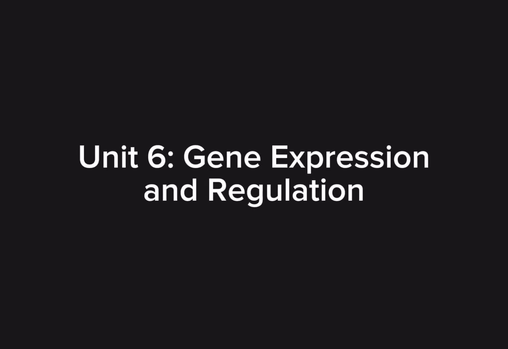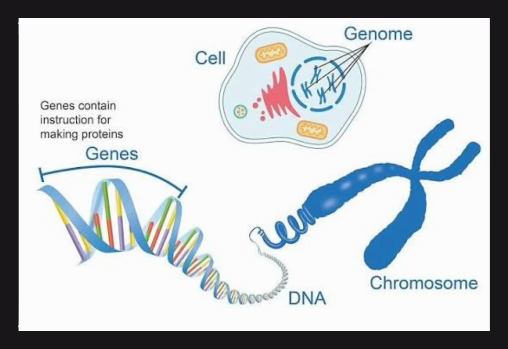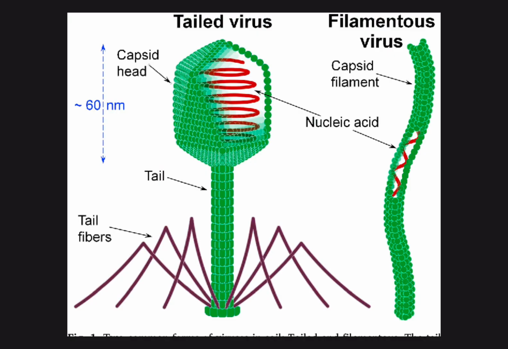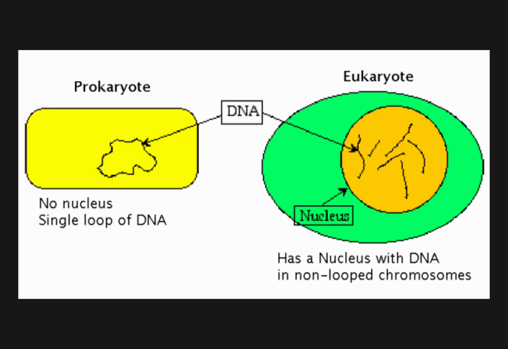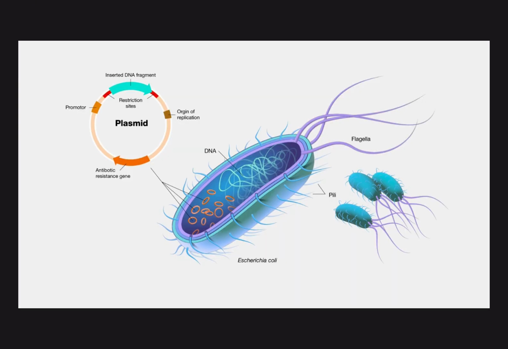Unit 6 is Gene Expression and Regulation. Genetic information is stored as a sequence of bases in DNA and RNA. Many viruses use RNA molecules to encode genetic information. Pyrimidines have a single ring structure while purines have a double ring structure. Prokaryotes usually have circular chromosomes, while eukaryotes usually have multiple linear chromosomes. Both of them could also contain plasmids.